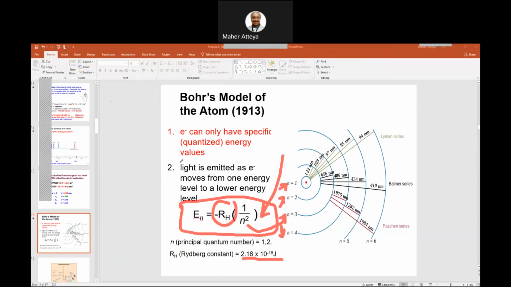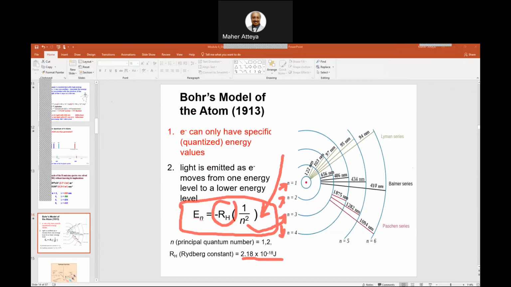As I said, I'm repeating myself: from lower to higher, absorption; from higher to lower, emission. So what causes the electron to go from lower to higher? Absorbing incoming energy kicks it up. It's absorbing this energy, going up. It's not stable. I want to go back to my original place. Whatever energy I absorbed, give it out as a photon. Correct?